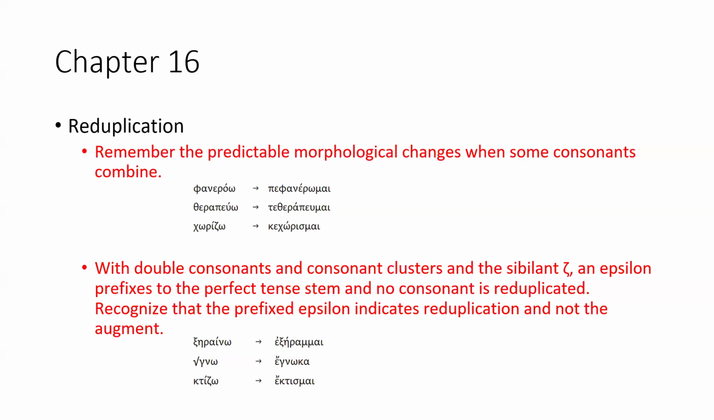Recognize that the prefix epsilon indicates reduplication and not the augment. So that's something you have to be clear on. Whenever you see a prefix epsilon, you need to be able to recognize this is reduplication, not the augment. So zeraino becomes ezeramai, ginosko becomes egnoka, ktizo becomes ektismai.